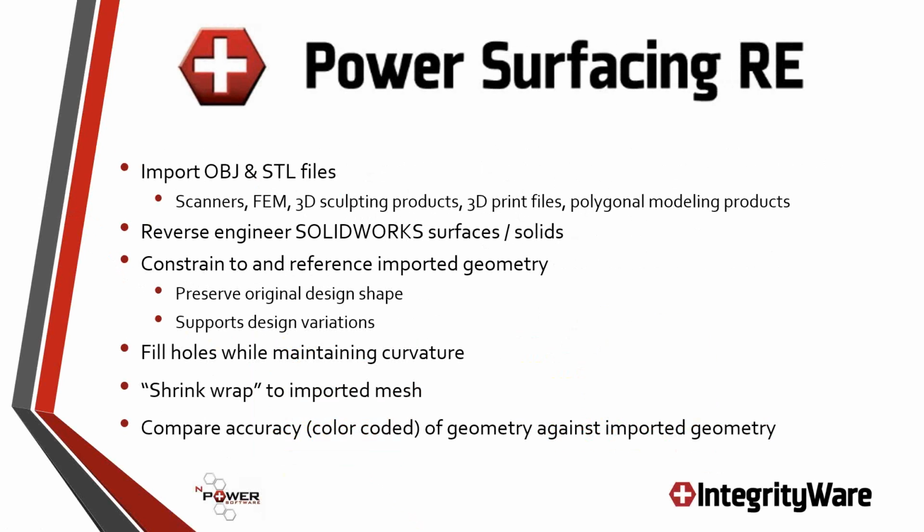We also have a very exciting tool that essentially shrink wraps the geometry to the imported mesh so that it basically sucks down to the exact size, or pretty close to the precise size, of the actual geometry. And you can control the quality or the accuracy of that shrink wrapping. And then we also provide an interactive tool for comparing the accuracy, in a color-coded manner, of the geometry against the imported geometry that you're referencing.